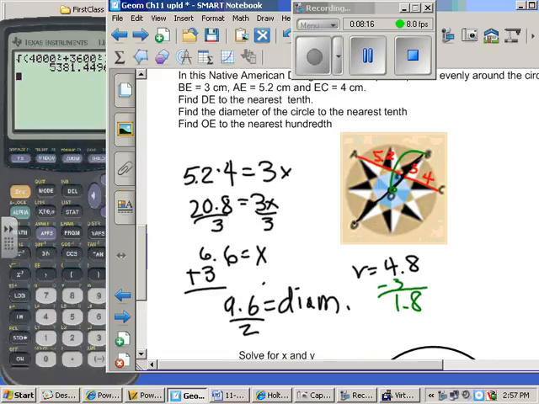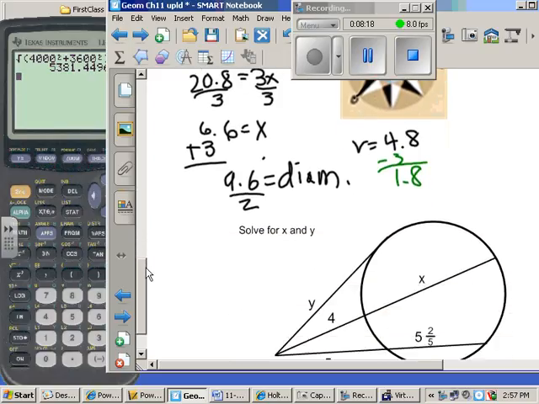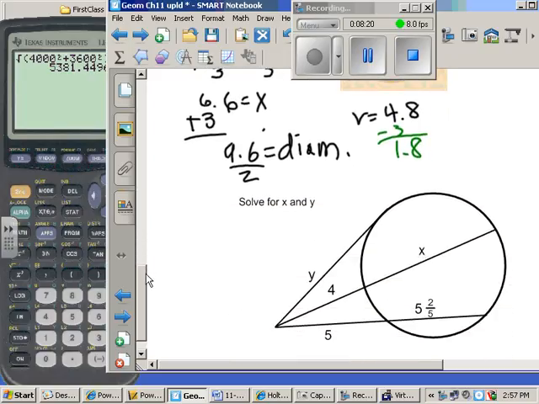Okay, and those are the answers to those. Now take a minute. This is like one of those little circle puzzles, except instead of trying to find angles, now we're trying to find lengths of segments. So take a minute and do this on a separate sheet of paper to turn in for tomorrow.